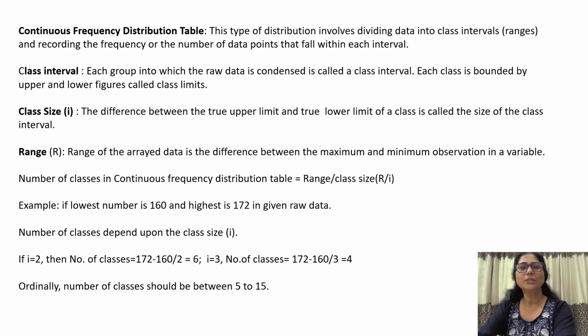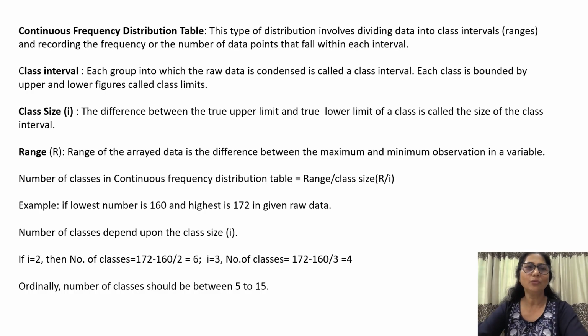The other frequency distribution table is the continuous frequency distribution table, in which the raw data is too bulky, and we want to arrange, classify or simplify that data. So we have to construct class intervals, or ranges, according to the numbers. After that, we record their repetitive number, or the frequency, which falls in each interval.